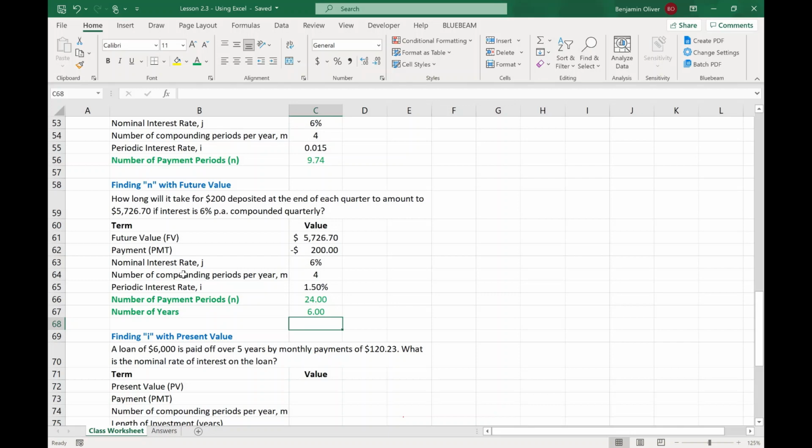So there may be questions where I ask you, how long will it take? And maybe I want it in years, or maybe I want it in months, okay? So it'll be up to you to determine whether I'm looking for n or if I'm looking for the number of years.